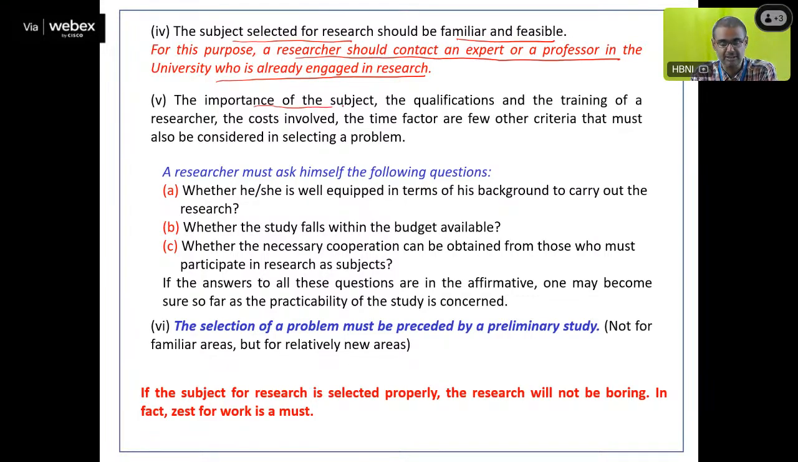The importance of the subject, okay, this is also important. The importance of the subject, the qualifications and the training of the researcher, the cost involved, the time factor, or a few other criteria thus must be considered in selecting a problem. So on that topic, under this heading 5, we cover multiple points. One is importance, qualification and training of the researcher, cost involved, and time factor. These things we discussed initially.